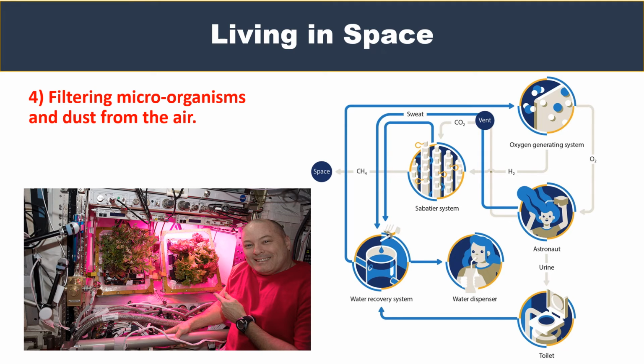Sometimes we filter microorganisms and dust from the air. But one thing that I want you to focus on is the picture at the bottom. A lot of people don't know about the significance of that, but this is lettuce. Lettuce was one of the first crops or vegetables grown in the space station. The one that you see around here is LED light that provides light for photosynthesis, and lettuce was grown.